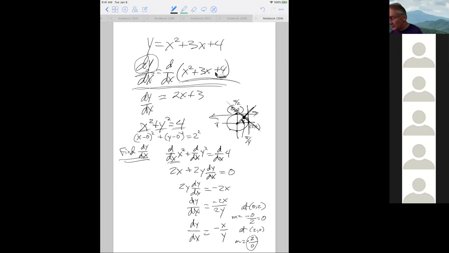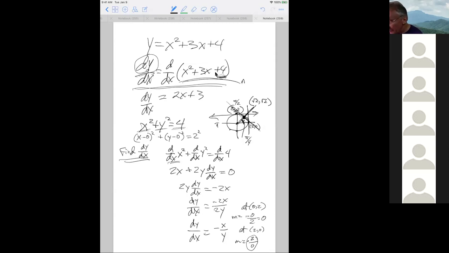But on our circle, since the radius is 2, it's going to be twice as big. And as a result, we got square root of 2 over 2 times 2. So the coordinates of this point right here are going to be square root of 2 and square root of 2. All right? So what is the slope of this tangent line at that point?